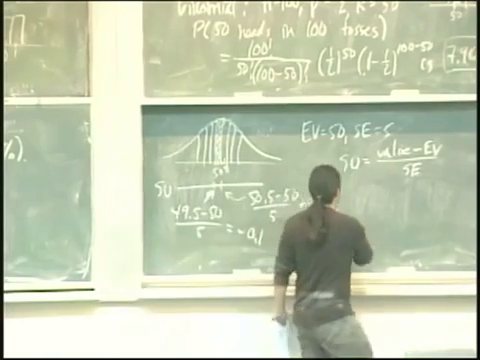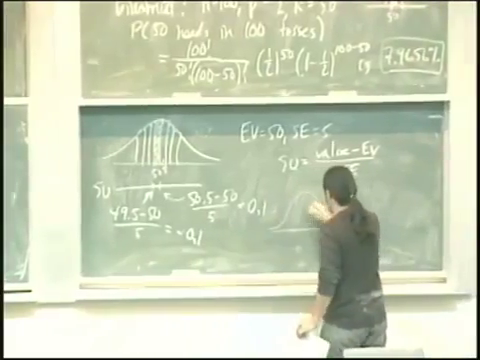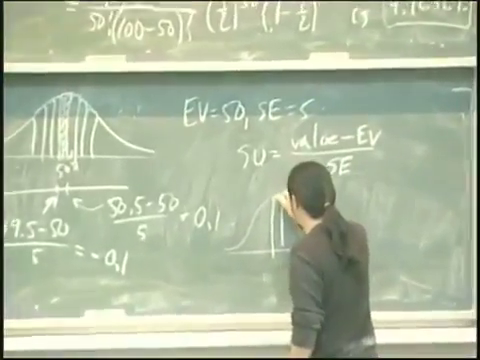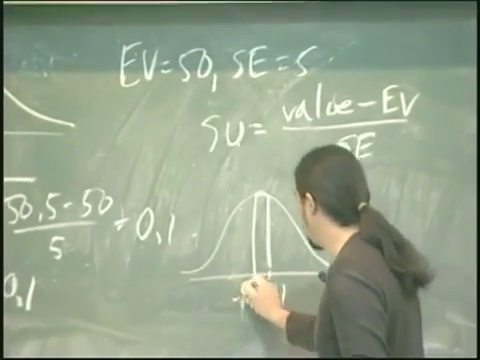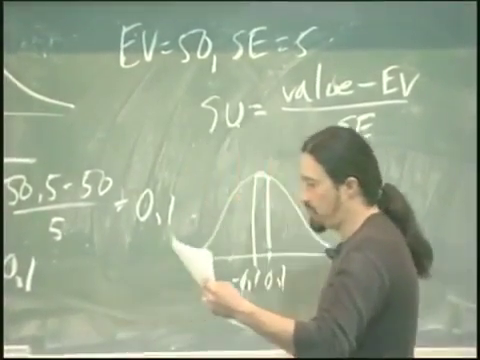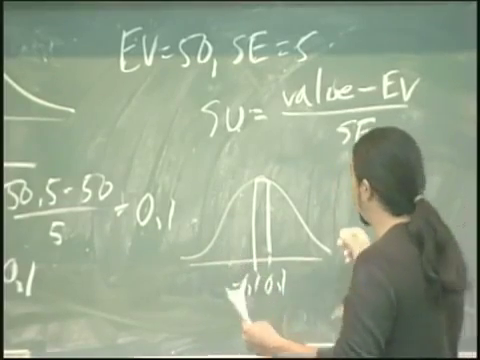Okay? So this answer I'm getting is the area under the curve between 0.1 and minus 0.1. And if you look that up, that's about 7.97%.